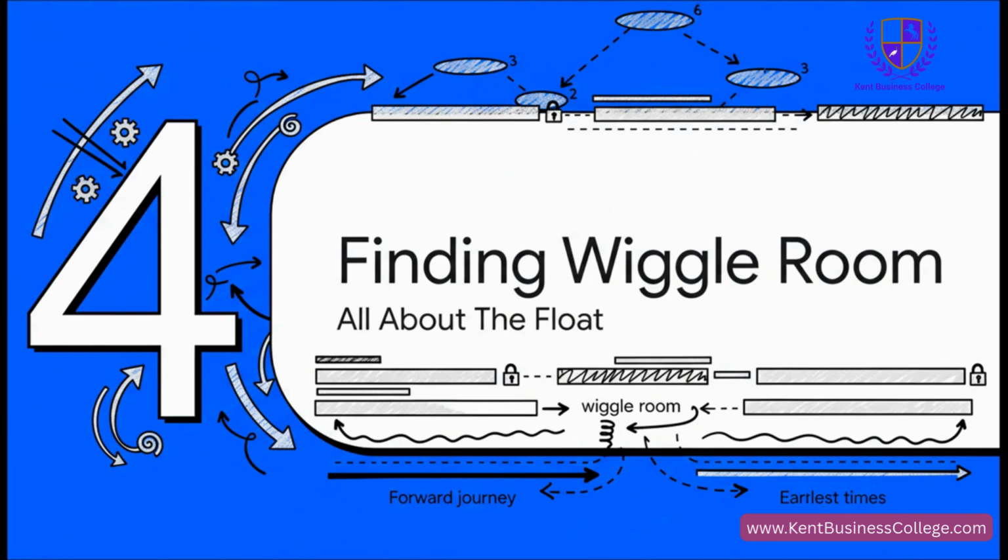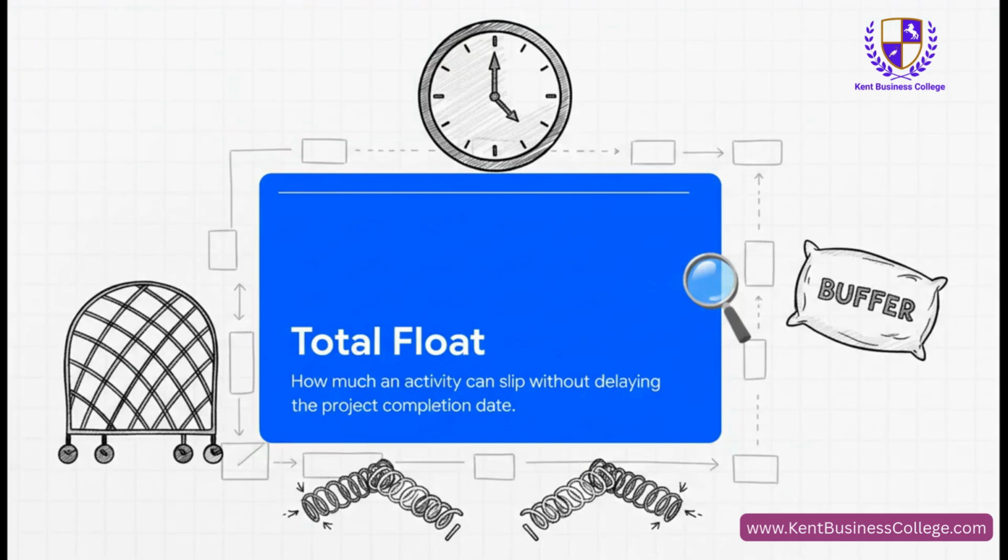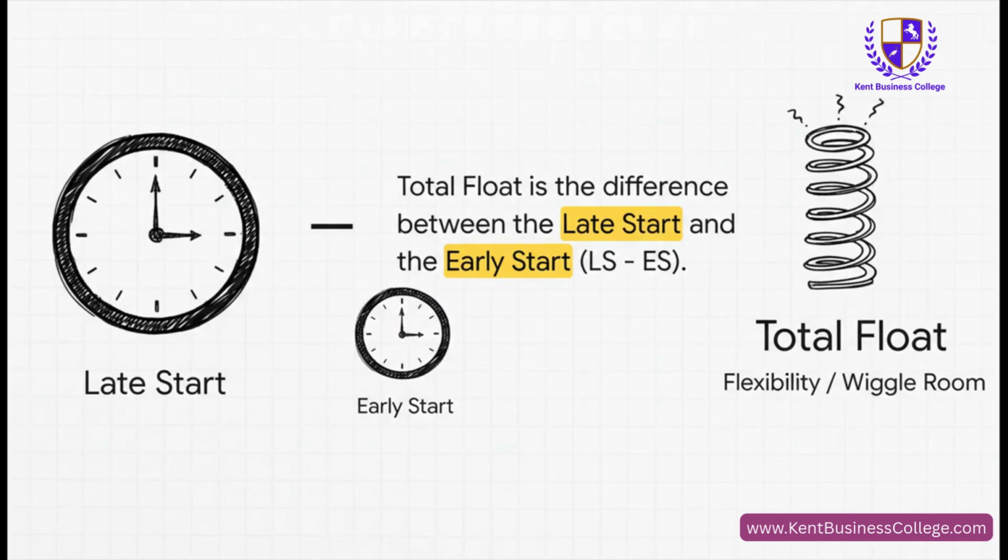Now, by putting those two sets of numbers side by side, we can suddenly see which tasks are totally rigid and which ones have a bit of flexibility. And this flexibility, it's got a proper name. It's called total float. It is, quite simply, the amount of time that a task can be delayed before it starts to cause a proper problem for your final deadline. In other words, it's your wiggle room. It's your safety net, your buffer. It's brilliant.